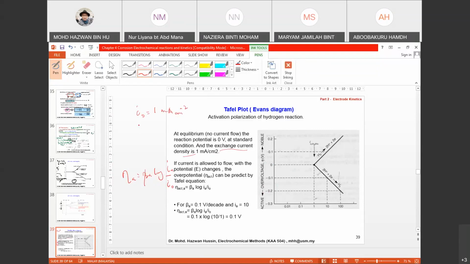Okay, and then the other information is that beta A is equal to 0.1 millivolt per decade. This is actually the unit for beta A and beta C, and the anodic current density. So actually you can see over here, anodic current density is equal to 10.